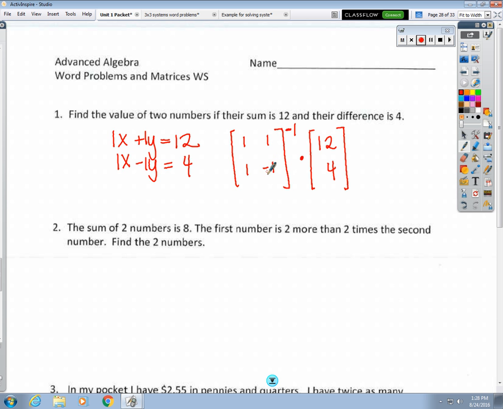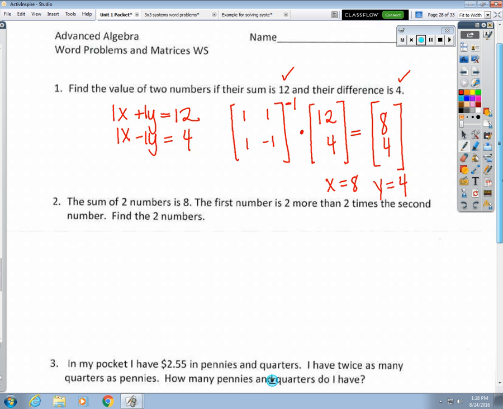Type in this 2 by 2, take the inverse of it, and multiply by this one, and it'll spit out a 2 by 1 matrix with what elements? 8 and 4. Okay? So that means your x value is 8, your y value is 4. You need to check and make sure those make sense. Do those have a sum of 12? Yes. Is their difference 4? Yes. Okay, number 2.